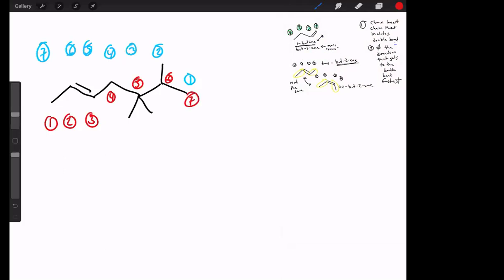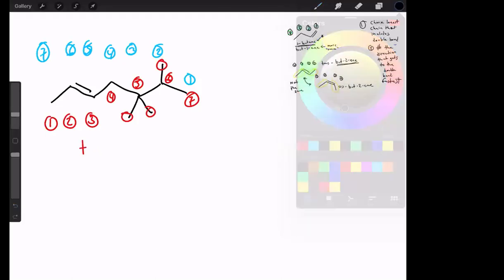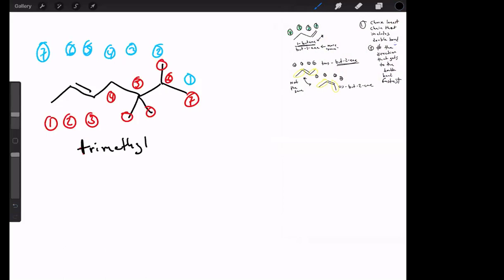But everything else happens in the same way. We're still going to talk about the different substituents and where they're located. Now I've got 1, 2, 3 methyl groups, so that's trimethyl. Where are they? They're at 5, 5, and 6. So I have 5, 5, 6 trimethyl.